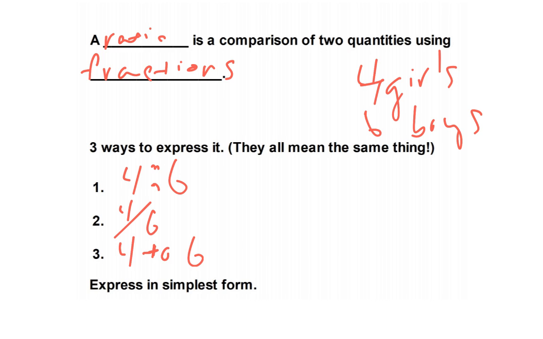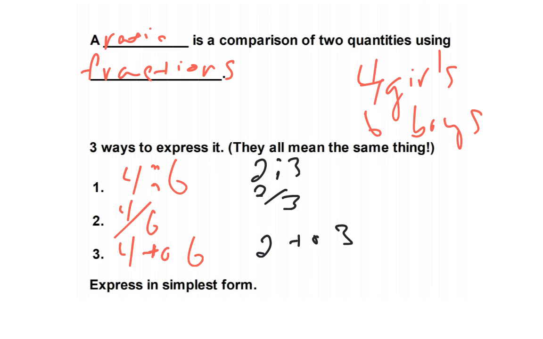This is not good. Why would this not be good based upon that last line in this page? What's it say? Express in simplest form. So we need to reduce it. So 4 to 6 would be 2 to 3, or 2 divided by 3, or 2 over 3. Make sure they're reduced.